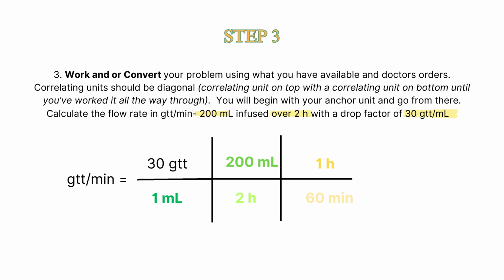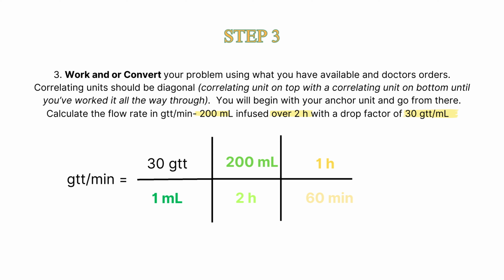Underneath the number 30, we put 1 because 1 milliliter is equivalent to 30 drops according to our drop factor. Again, you must have correlating units diagonal or across from each other, one on the top, one on the bottom, which is why we put 200 milliliters in the next step. Then underneath that, we put 2 hours because the doctor ordered us to infuse this medication 200 milliliters over 2 hours. Because we have hours there, we must have hours diagonal, and we know that 1 hour is equivalent to 60 minutes.